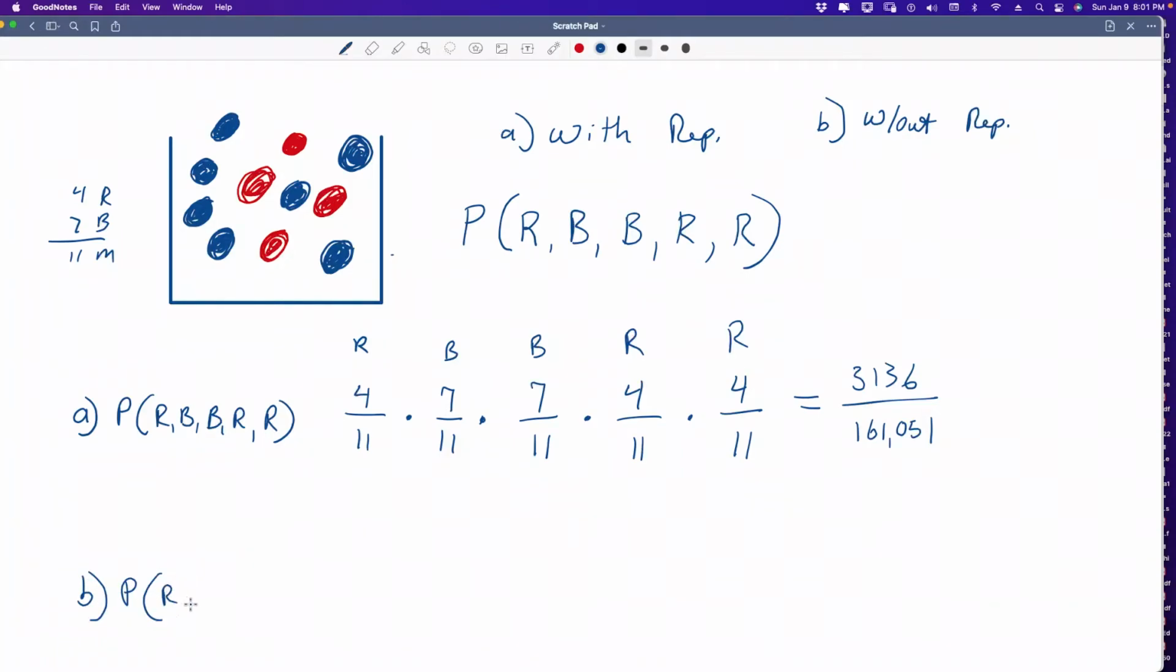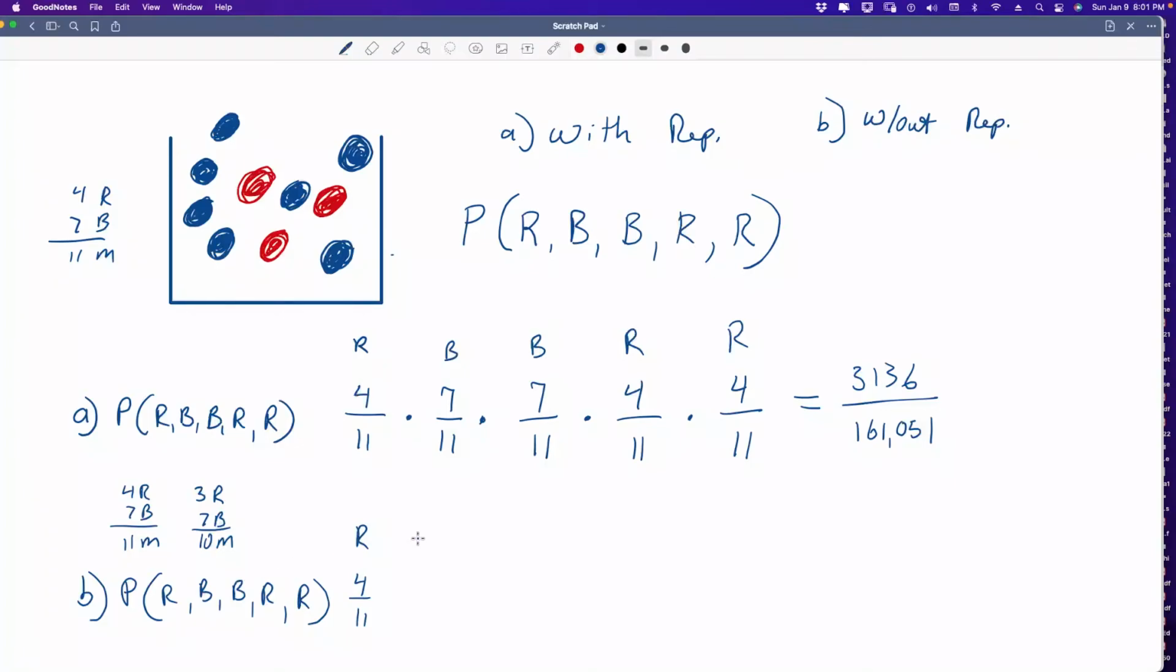Again, P, R, B, B, R, R. All right, we'll put those in the same location here. We start with 4 red, 7 blue, total of 11 marbles, right, for the first one. So the first probability is going to be 4 out of 11 because that's our starting point, all right? We take that red marble out and we keep it out. Now we have 3 red and 7 blue out of 10 marbles, right?